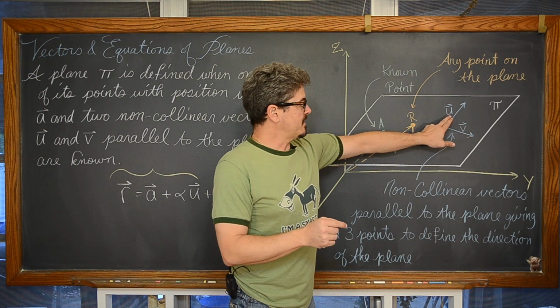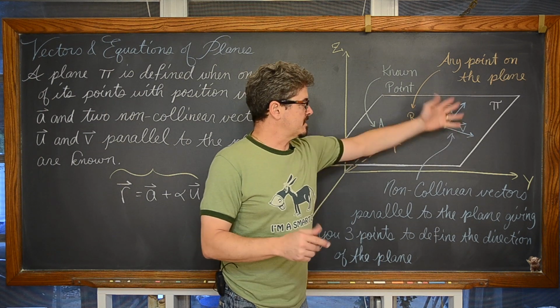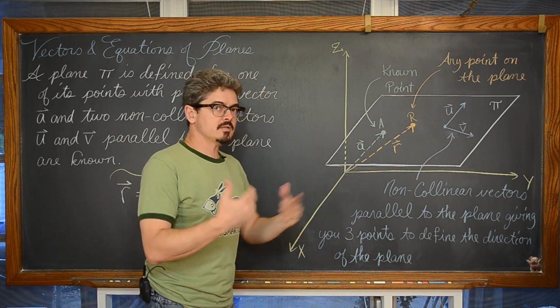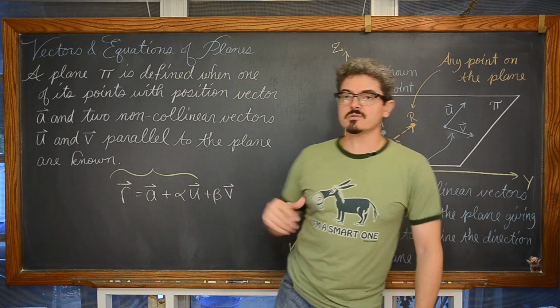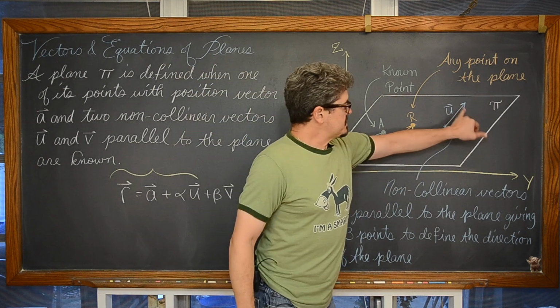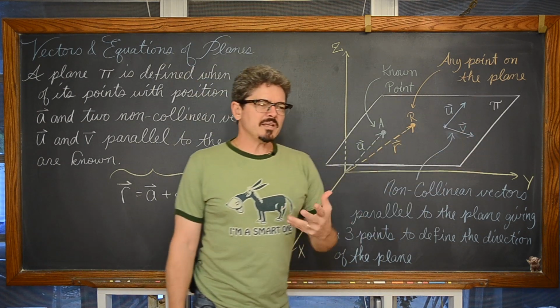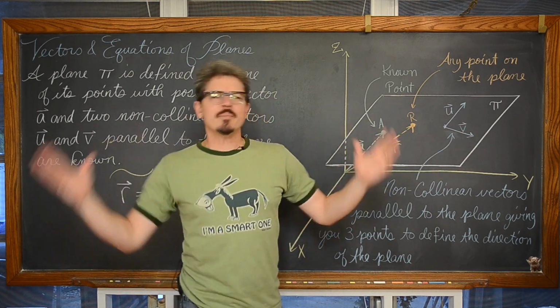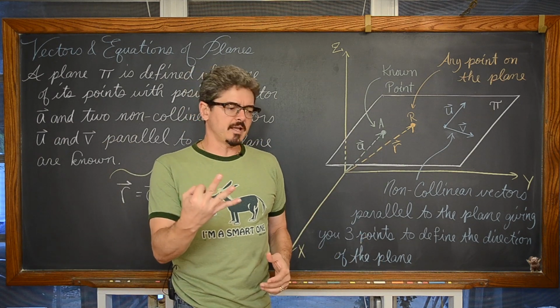And we have these other two vectors, vector u and vector v, which in the diagram look like they're on the plane, and maybe they are, but they certainly need to be parallel to the plane that we're going to write the equation for. And these two non-collinear vectors are giving you that idea, going all the way back to geometry, where 3 points define a plane.